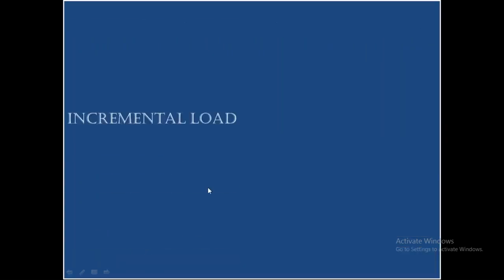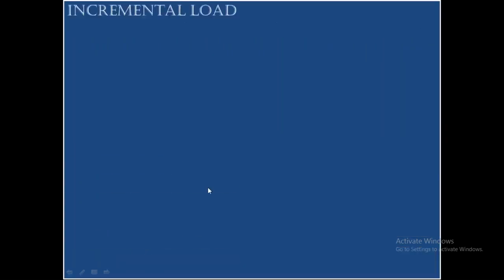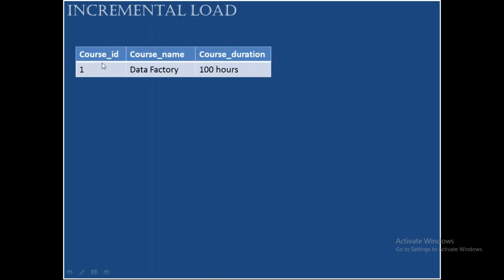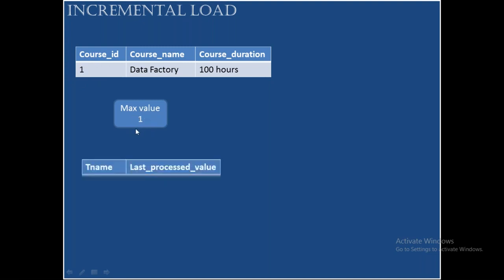Okay, fine. Now let me explain incremental load in detail with some sample data so that we will have more clarity on what incremental data is. Let's imagine I have a course table. This course table has one record added: one, Data Factory, course duration 100 hours. Now, what is the maximum value in this? Maximum course ID is 1. Isn't it, friends? Now, what is this? This is the last processed value.